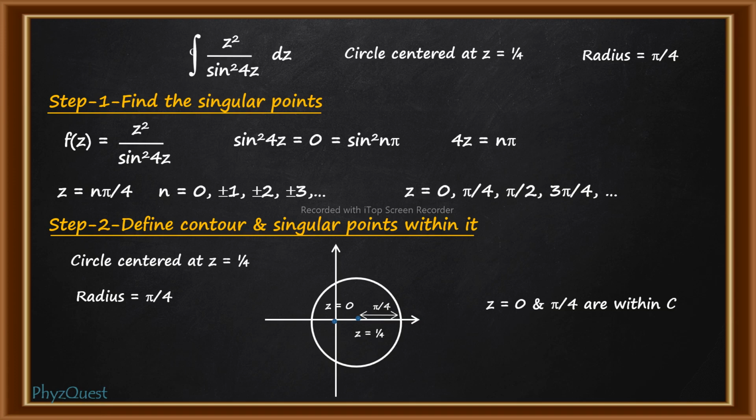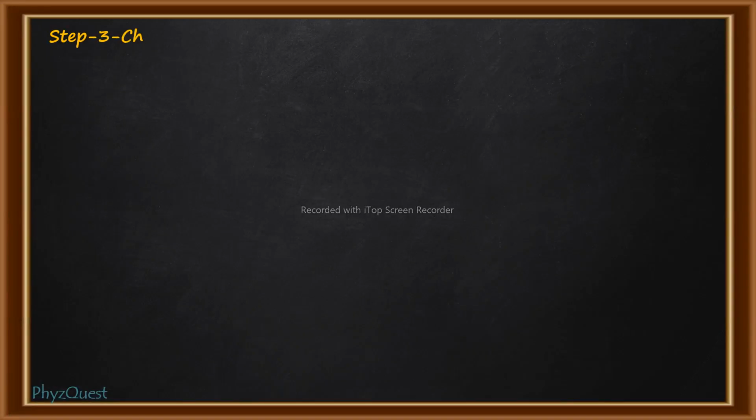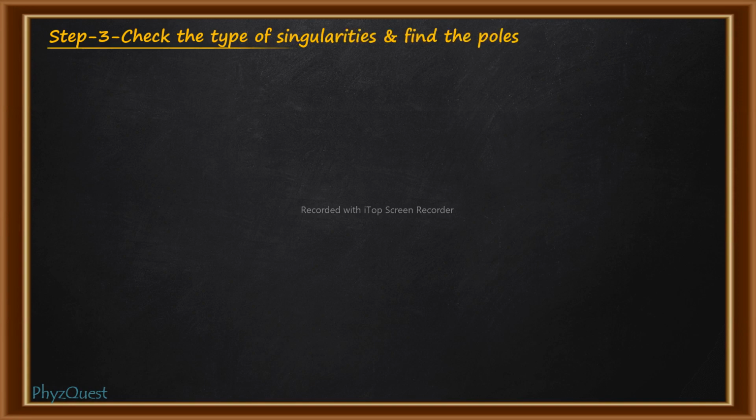Now comes the important step, that is, check the type of singularity and find out which of them are poles. Because only poles contribute to form a residue of the function. Other types of singularity will not give the residue value. So that is why it is important to differentiate between them.